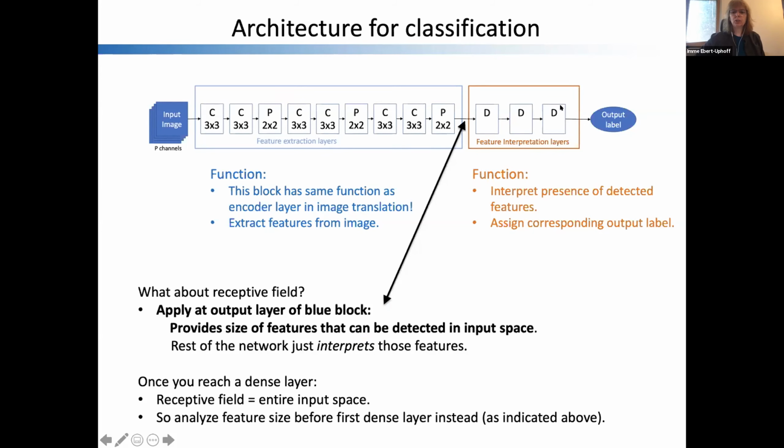Because this part just interprets the features that were found up to here to then say, oh, okay, those features, this was a cat ear and a cat eye and all this, so I think it's a cat. It's just the interpretation part. Once you get over here, once you have your first dense layer, your receptor field is the entire input space, so it's not particularly meaningful, but up to here is meaningful. So do use that even if you have a classification task, you can still use the receptor field to analyze the feature size up to here.